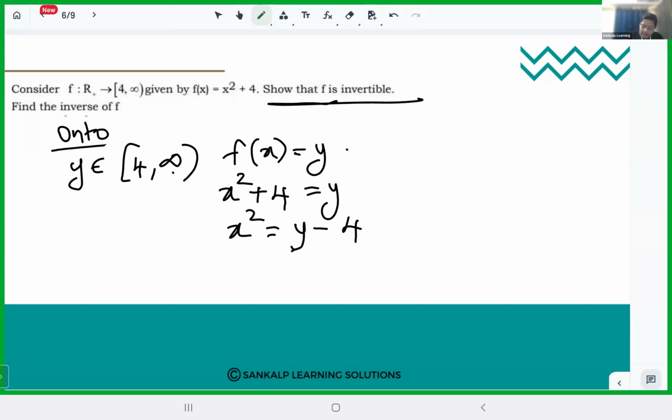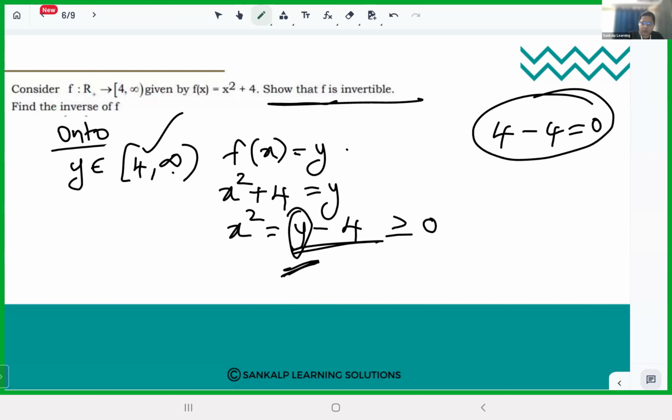Now what can you say about this y minus 4? Can this be a negative number? No, right? It is always greater than or equal to 0. The reason is that y cannot take any numbers less than 4. If you put numbers less than 4 here, you will get a negative number. y can take the value 4, so 4 minus 4 is equal to 0, which means the value of x square starts with 0 itself.